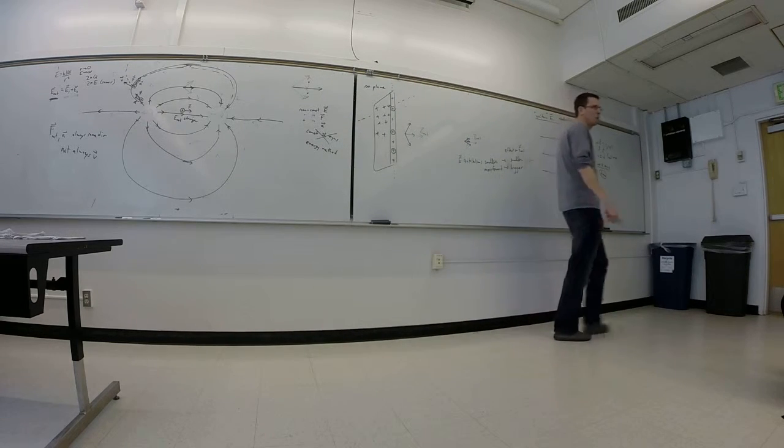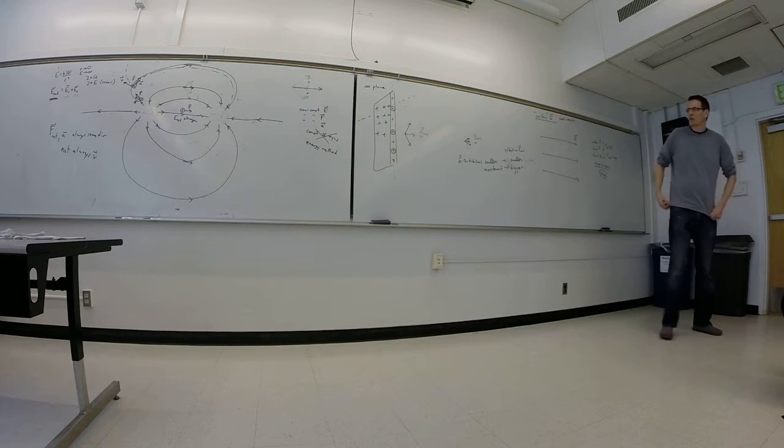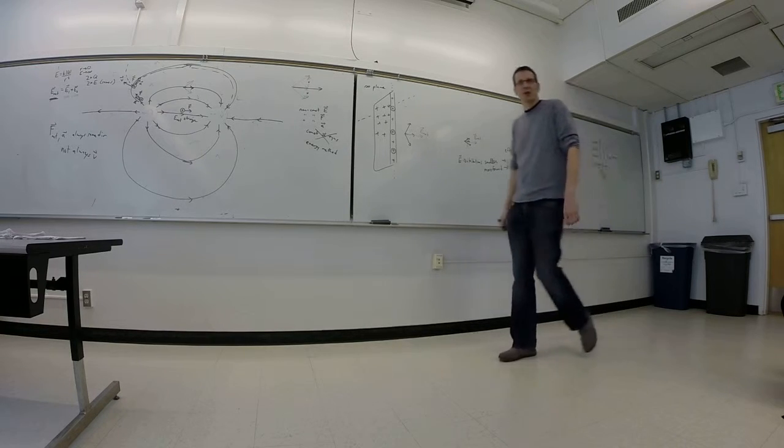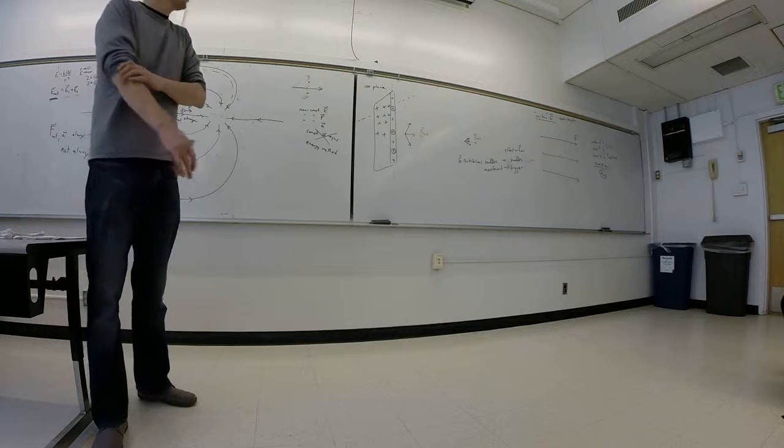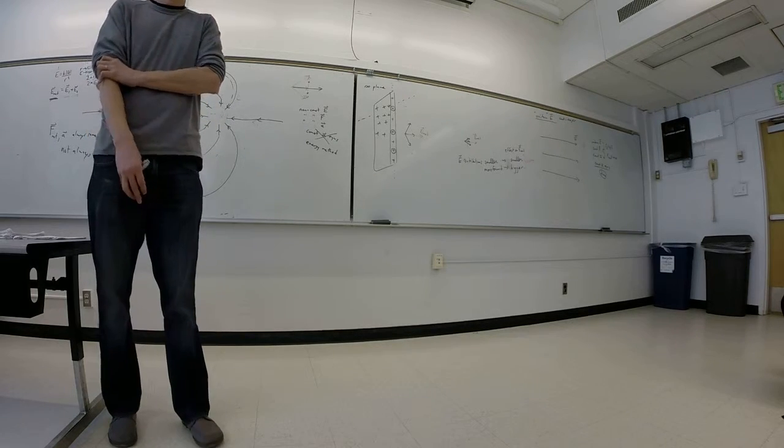So it's a very bizarre charge distribution. It's an infinite plane of charge. But an infinite plane of charge can produce an electric field which is uniform, that never dies. Okay?